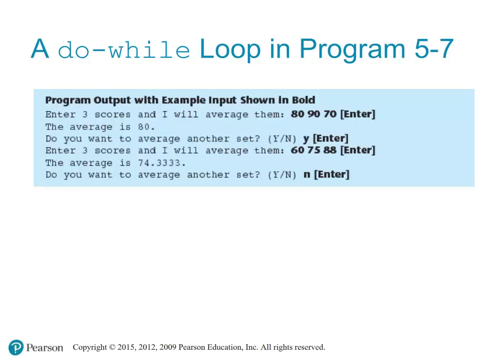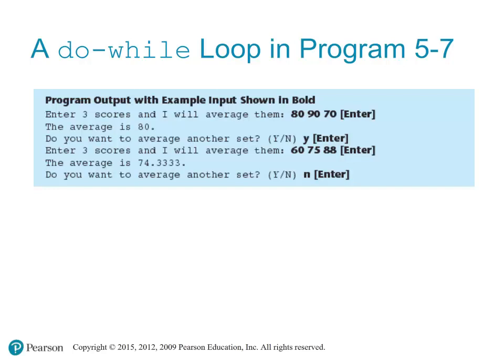Here is the output. The user enters 3 scores and the program displays its average. Then the program prompts the user if they want to average another set of scores. If the user enters lowercase y, the program prompts for the new scores, and after the user enters the new set of scores, the average will be calculated and displayed. And the program will continue to ask the user if they want to average another set.